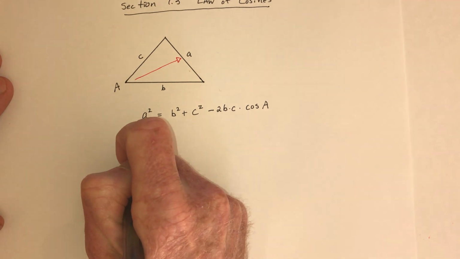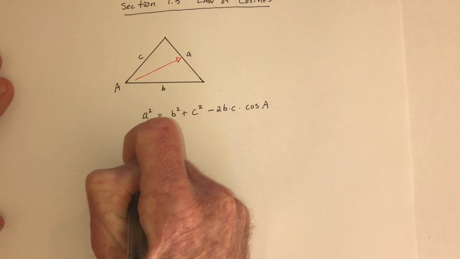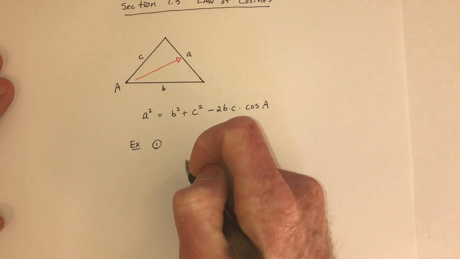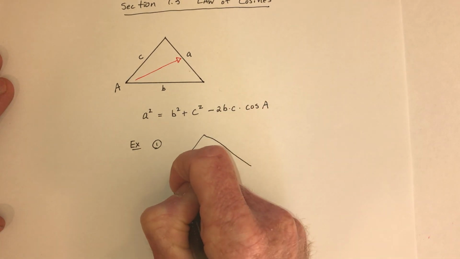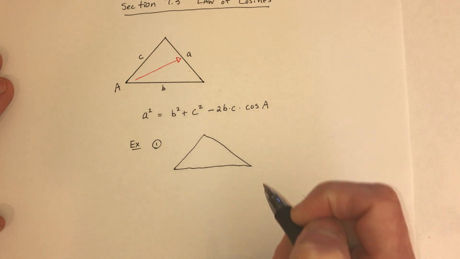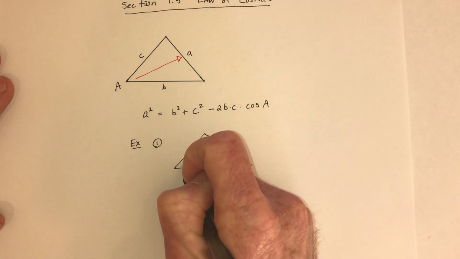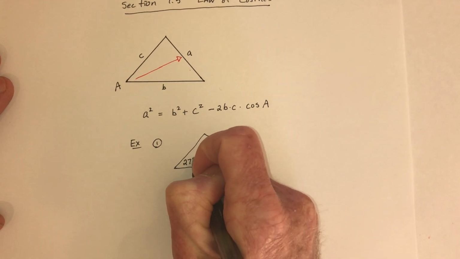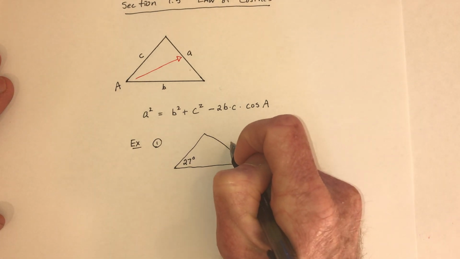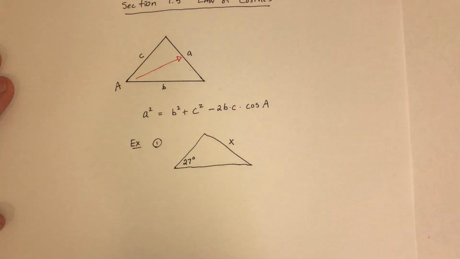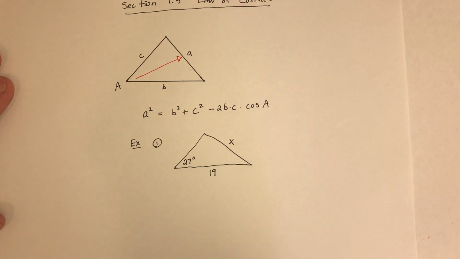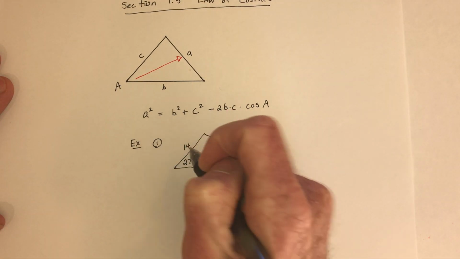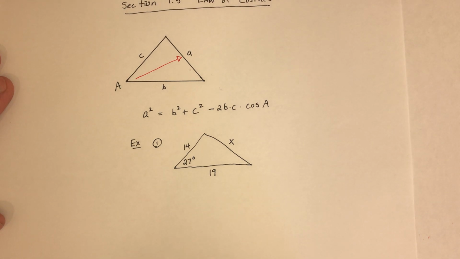So for example number 1, suppose that the triangle looks like this. Not quite as neat as my last one, but that's okay. And let's say this is 27 degrees. Across from that, that's what we need to find. This bottom side is 19 inches, and this is 14 inches. Then solve for x.